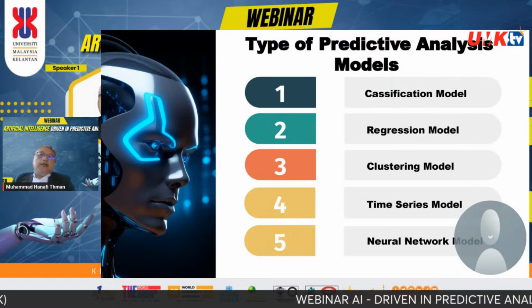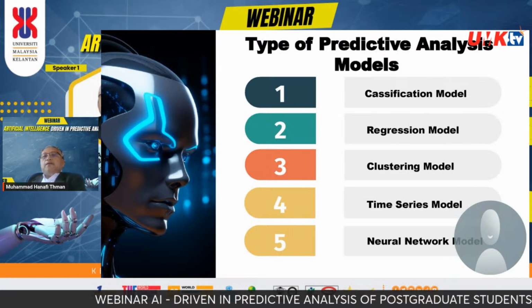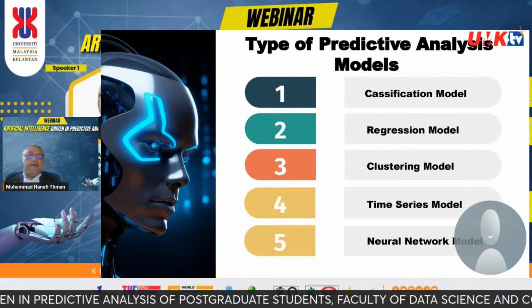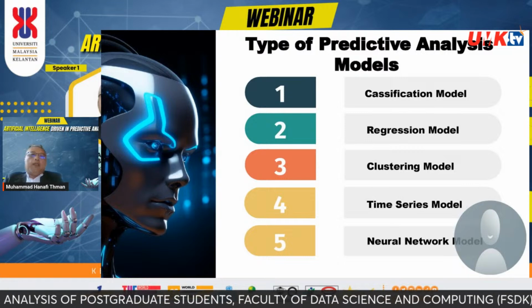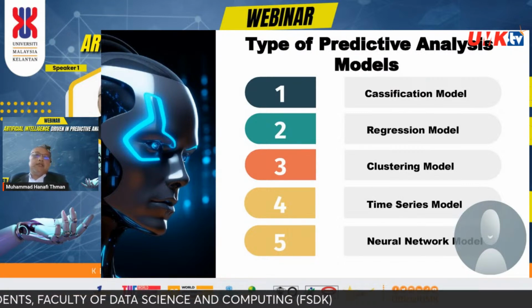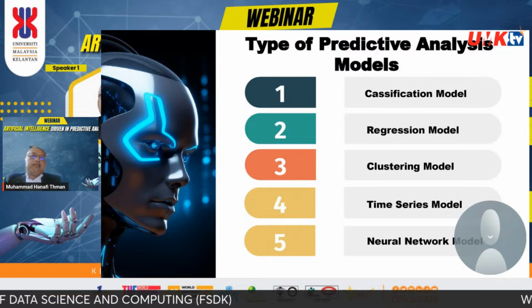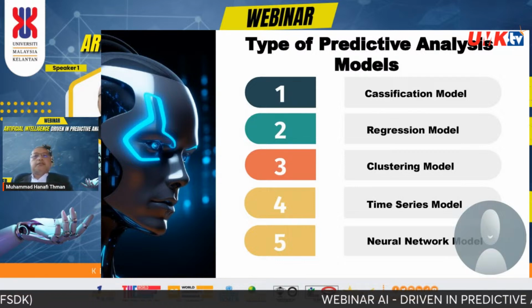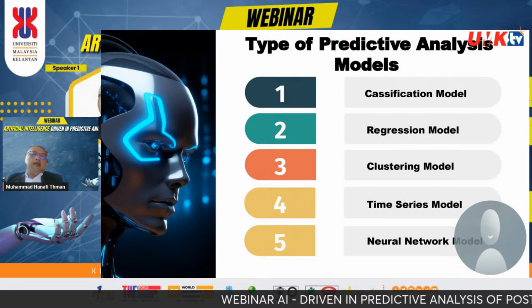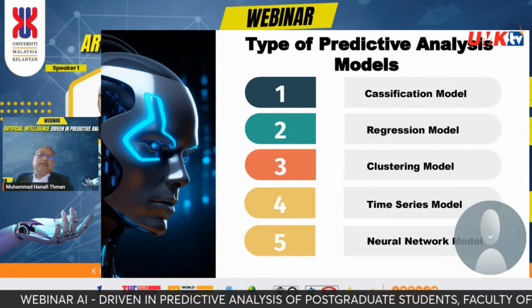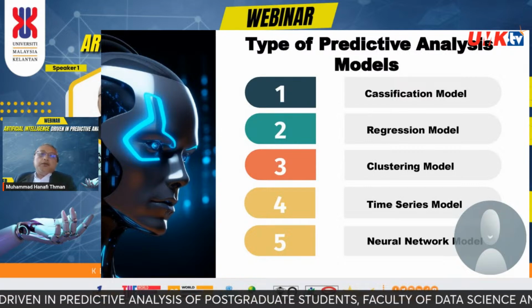Okay, what are the types of predictive analysis model? Okay, the predictive analysis model has five types. The first one is a classification model. The second, regression model. The third, clustering model. Fourth, time series model, and finally neural network model.